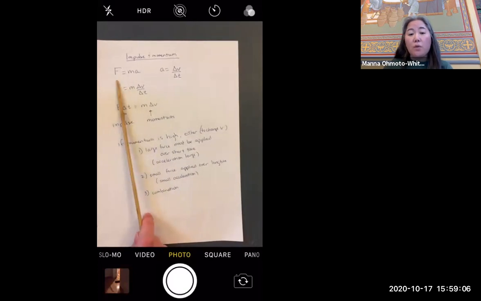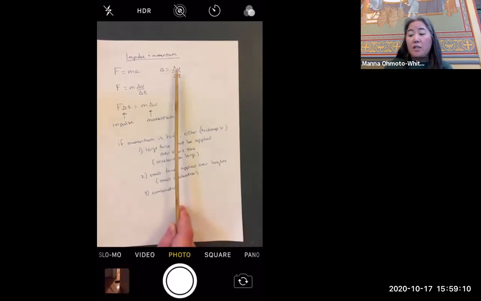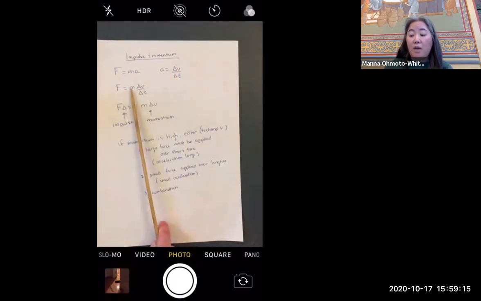We know that force is equal to mass times acceleration, and that acceleration is delta v over delta t. So I can rewrite F equals ma as F equals m times delta v over delta t. Then if I multiply both sides by delta t, I get F delta t equals m delta v. You'll recognize F delta t as the impulse from our last video, and m delta v as the change in momentum we just covered. So impulse and momentum are related to one another.